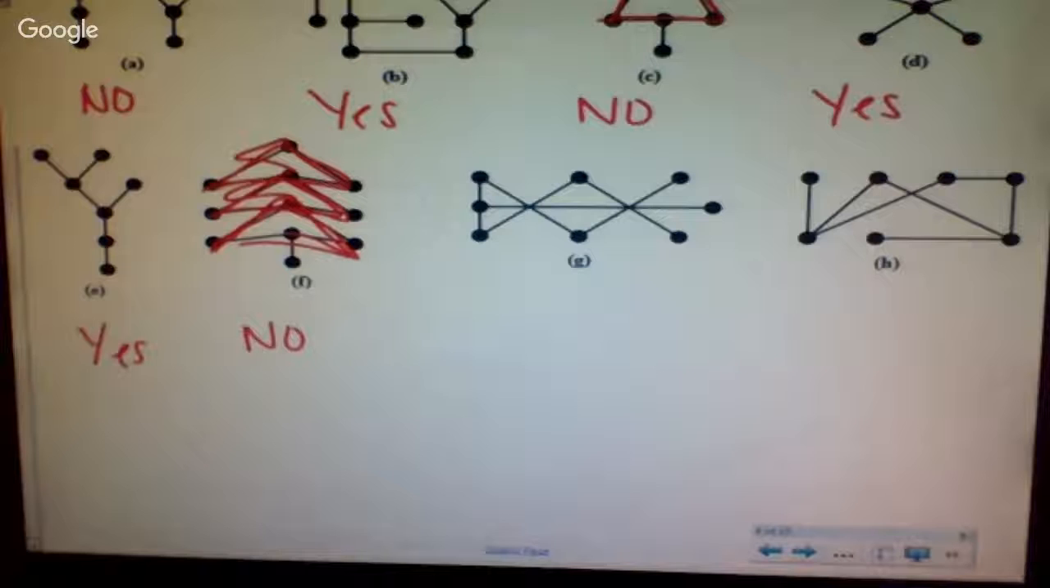Take a look at G. Yes, it's a tree because there's no circuit. It's not a circuit because this is not connected here. If you follow this around, it ends up here instead of going back home. So yes, this is a tree.